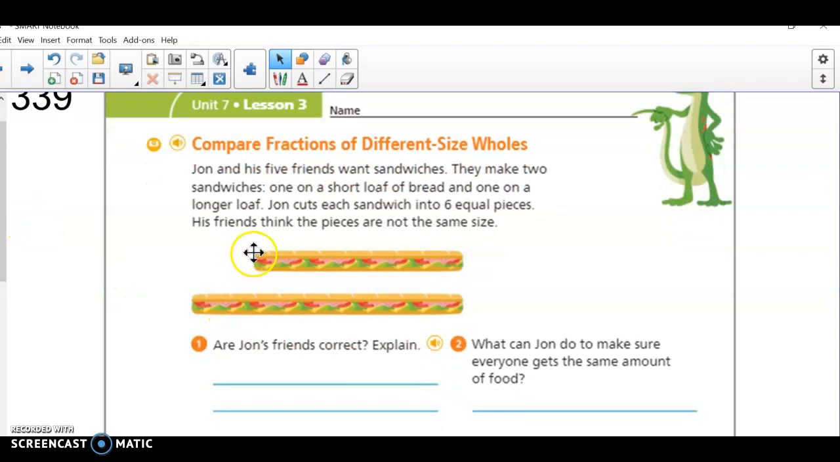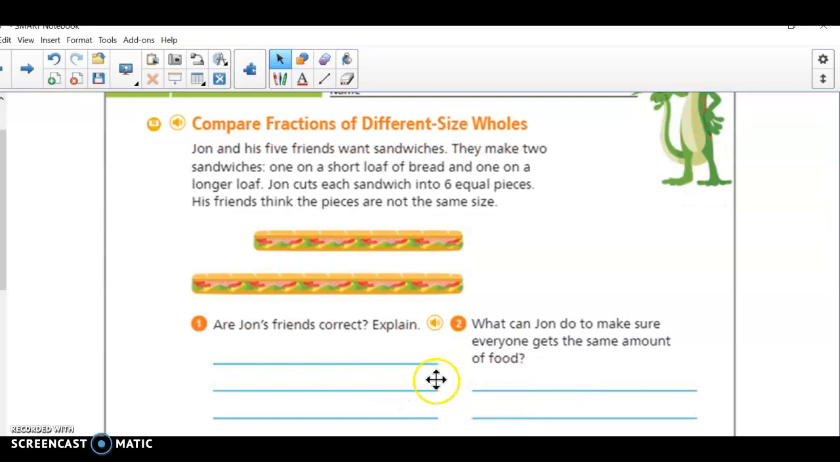So we have these two sandwiches here. There's 6 kids sharing these, so you're going to make 6 pieces of the small one and 6 pieces out of the large one. Are his friends correct? Are the pieces equal or not? And then, how can John make sure everybody gets the same amount of food? There's 2 different things you could do for that, all right? So go ahead and try and come up with your answers to these 2. Pause the video, and then we'll go through them.